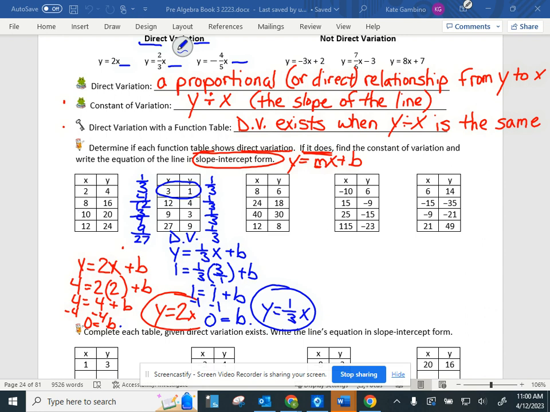And on top, if there's no direct variation, do we have to do all of that work? No. If there's no direct variation, you can't put it into slope-intercept form. It says, find the constant of variation and write the equation if it shows direct variation. So if it doesn't show direct variation, do we have to put it into slope-intercept form? No. You only have to put it into slope-intercept form if it is a direct variation.